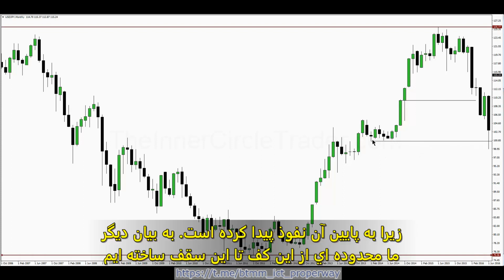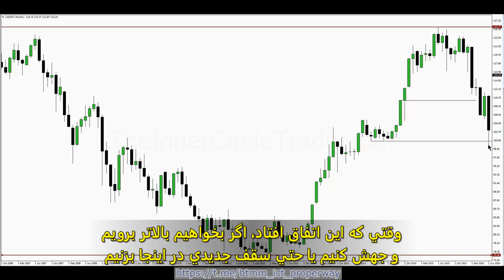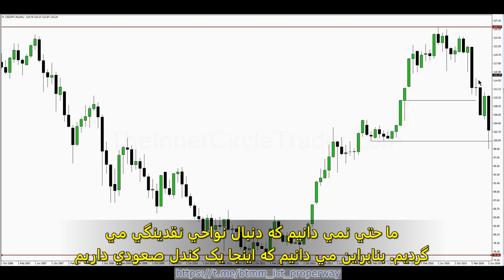In other words, we created a range from this low to this high. So we expect this range to be given up and run the stops out here. Once that's done, if we are going to go higher and bounce higher or trade higher or even make a new high here, we don't ever know that, we look for the areas of liquidity. So we know there's an up candle here.